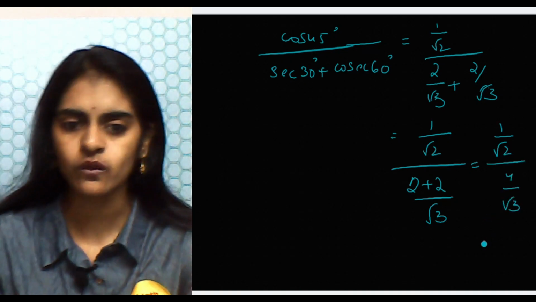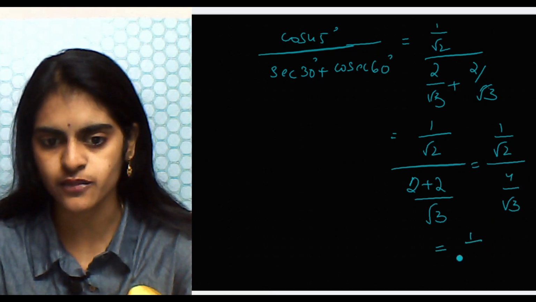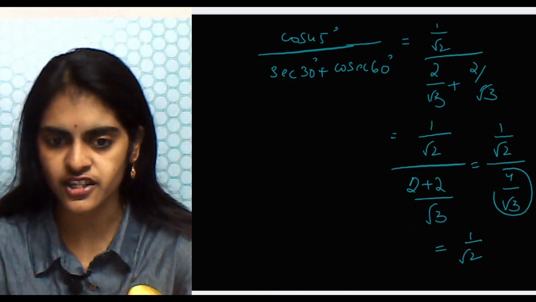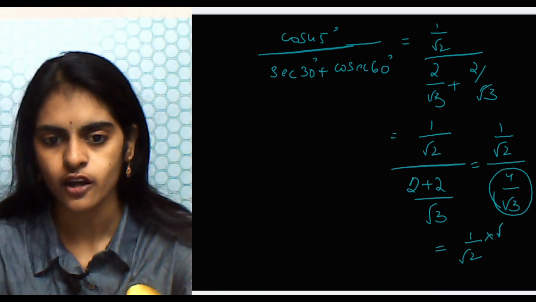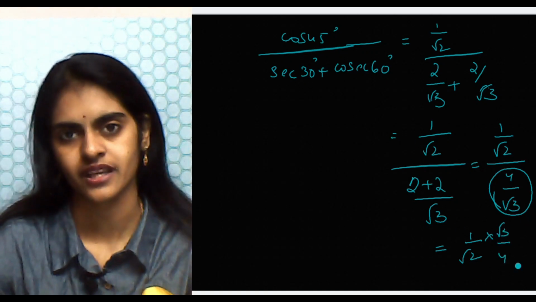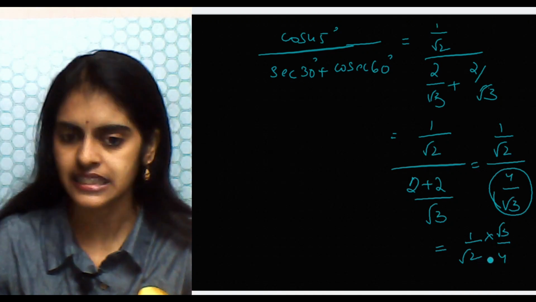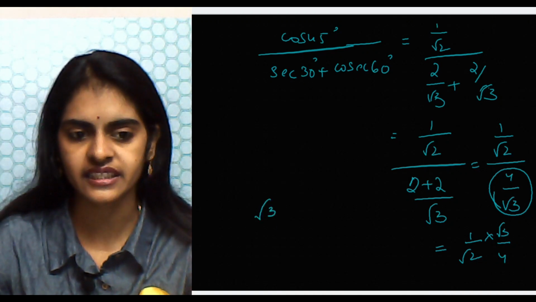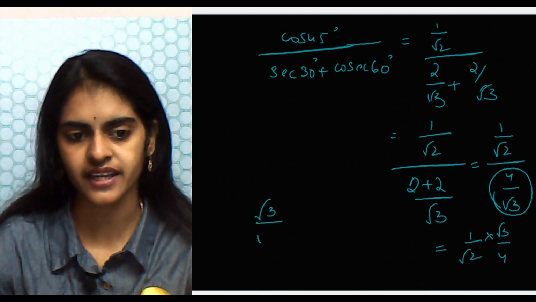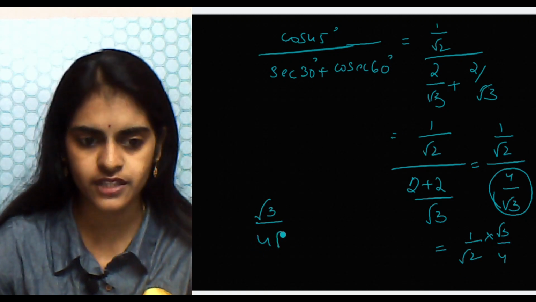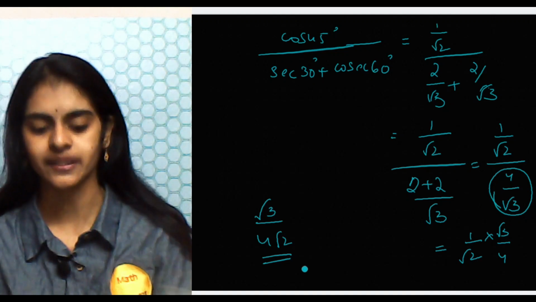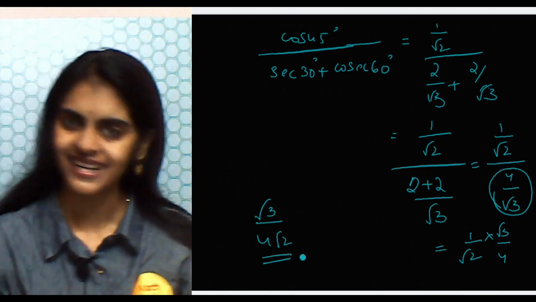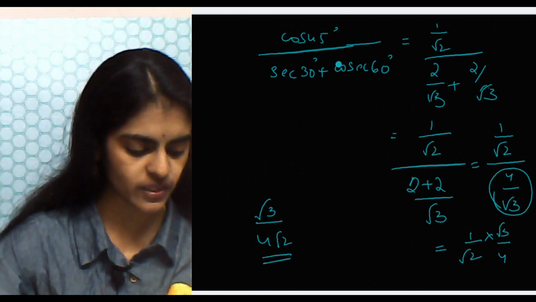Now simplifying, this is 1 by root 2. The reciprocal of the fraction goes to the numerator, so it becomes root 3 divided by 4. So the final answer is 1 into root 3, which is root 3, divided by 4 into root 2, which is 4 root 2. So the final answer is root 3 divided by 4 root 2. Clear? So let us move on to the next question now.